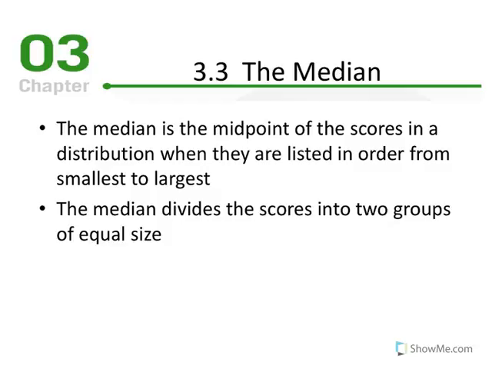The median divides the scores into two groups of equal size, and that differs from our definition of the balance point when we were talking about the mean. The mean value separates a distribution where the actual scores are equally distanced above and below the mean. The median, however, splits the distribution in half where we have an equal number of scores, or equal frequency, above that middle score and below that middle score.